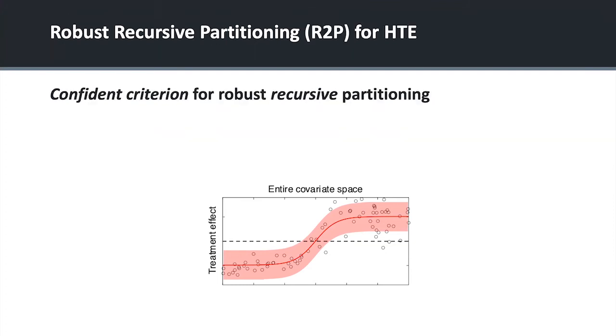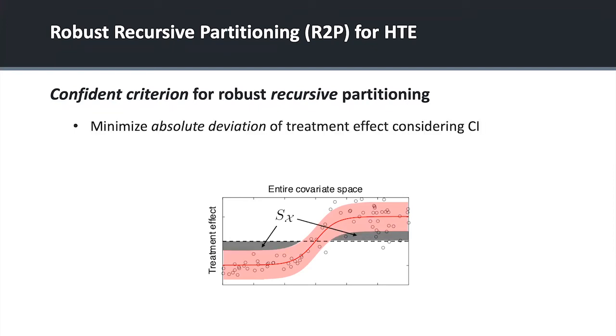We now develop the splitting criterion for partitioning the covariate space into subgroups recursively. In the criterion, we minimize the absolute deviation of the CATE confidence interval, Sx. We also minimize the expected confidence interval width, Wx, because narrower confidence intervals can also help to reduce the deviation.